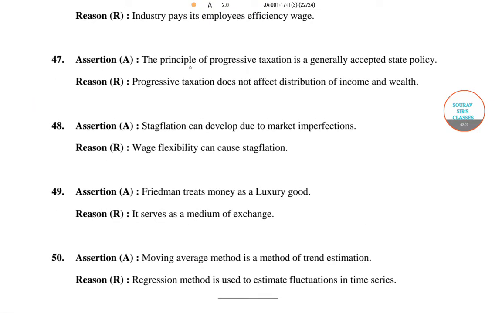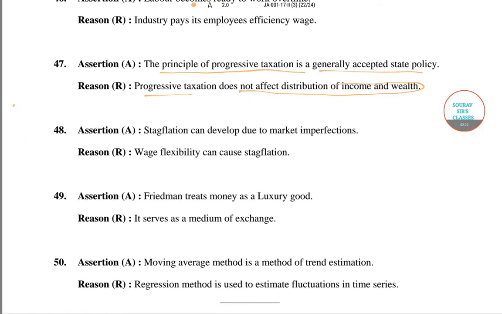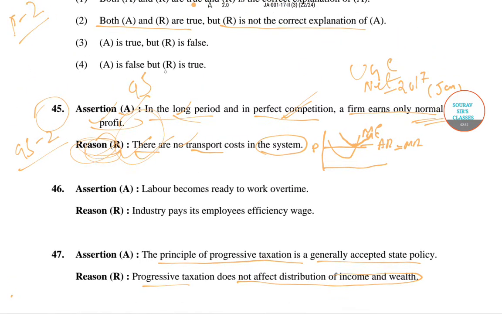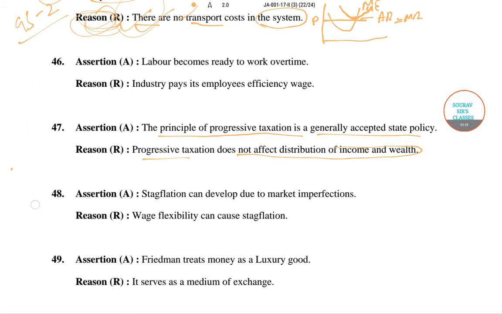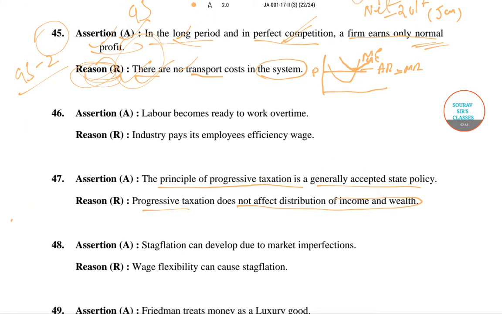In this question it is given that the principle of progressive taxation is a generally accepted state policy, and progressive taxation does not affect the distribution of income and wealth. For this the right answer would be A is true but R is false, that is option 3. This is a right statement, that the principle of progressive tax is a generally accepted state policy, but the reason is not a right statement. So we would conclude option 3 is the right answer. Anyway, I have missed question 46.